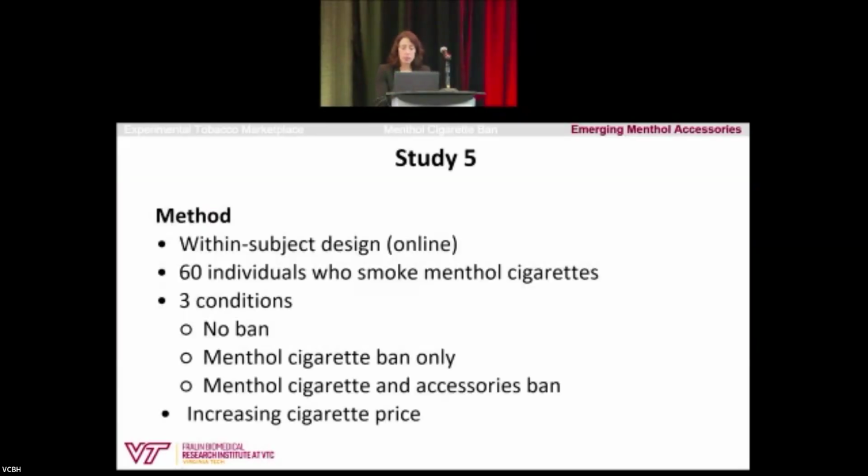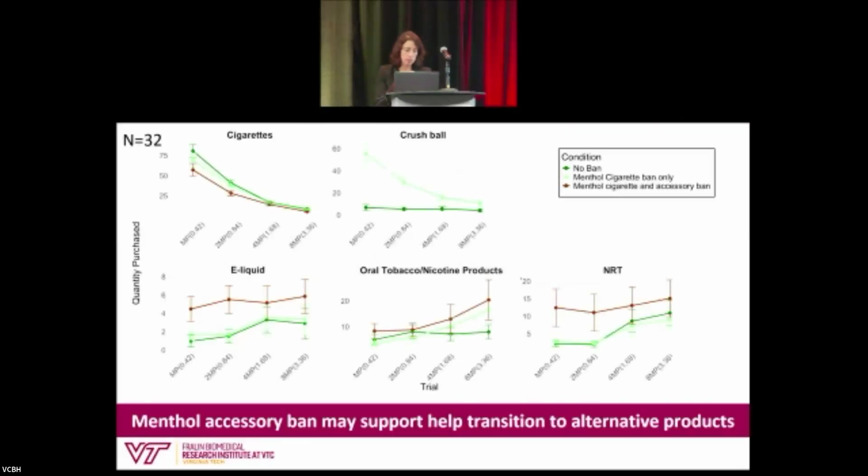So for this study, we used this within-subject design again, online. We have 60 individuals so far, still collecting data. Participants completed the same 3 conditions, but now we are increasing cigarette price across trials to understand the economic relationship between the products. So in this sample here, 32 participants out of the 60 purchased accessories when accessories were available. And I'm showing you a subset of the data.